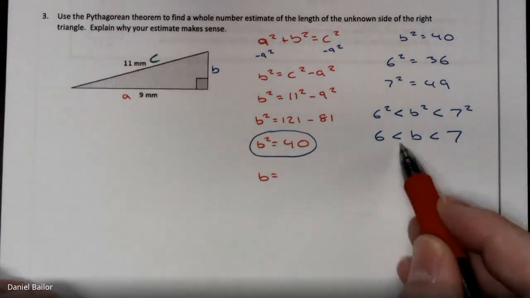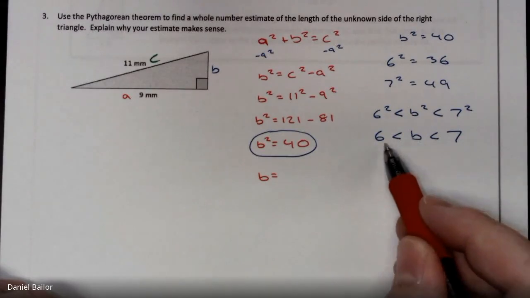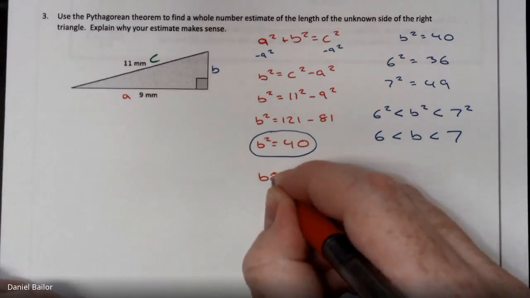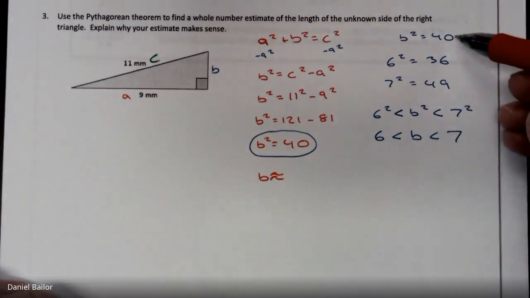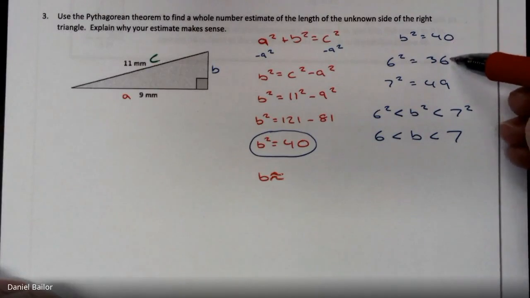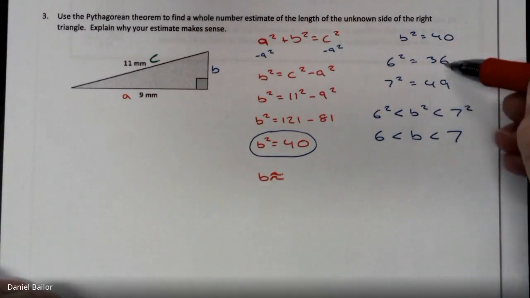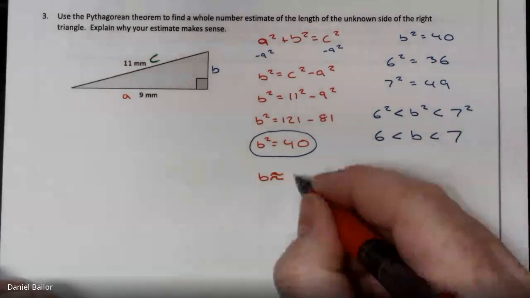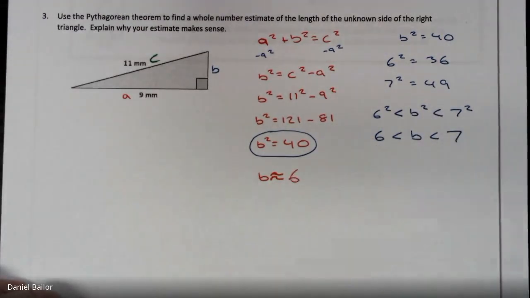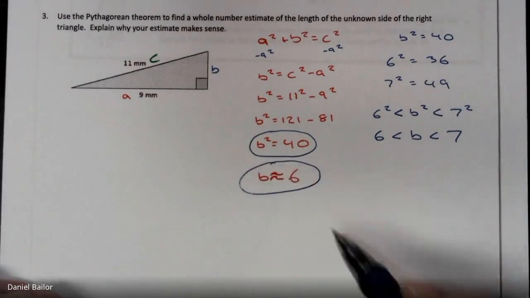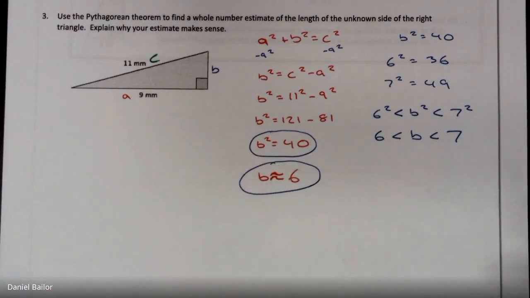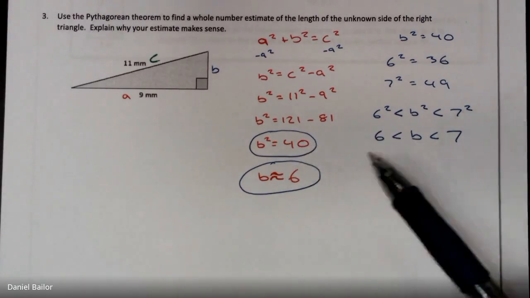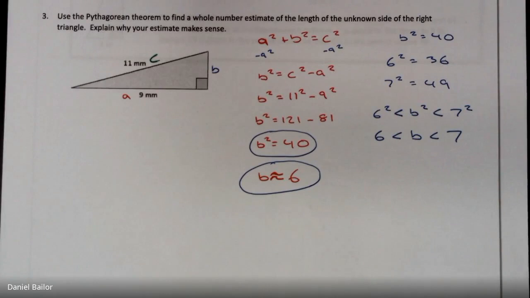So is b going to be closer to 6 or closer to 7? Oh, I should make this wavy because we're not going to find the exact. Well, 40, is that closer to 36 or closer to 49? It is closer to 36. So b is going to be close to 6. Is it going to be 6 exactly? No, because 6 squared is 36. It's not going to be 6 exactly, but it's going to be close to 6.